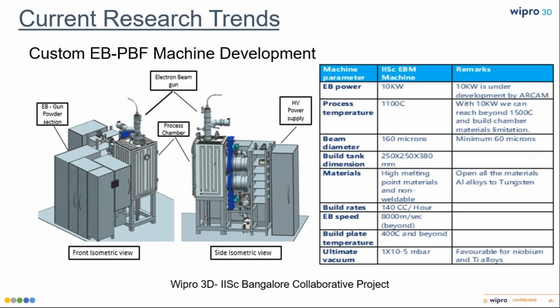So yeah, the current research trends: we are developing a machine itself in collaboration with IISc Bangalore. It's an electron beam melting machine. We have identified a requirement for this with our customers from aerospace who want to work with refractory materials like tungsten or niobium. The available commercial systems are working with 6 kilowatt electron beams, whereas we are targeting 10 kilowatt electron beams for the processing of the material. And hopefully we should be launching this machine sometime later this year.